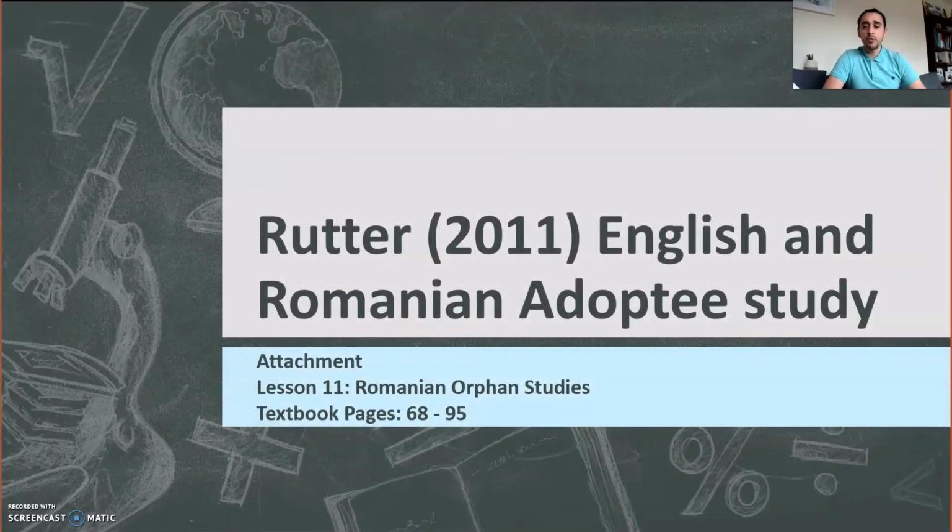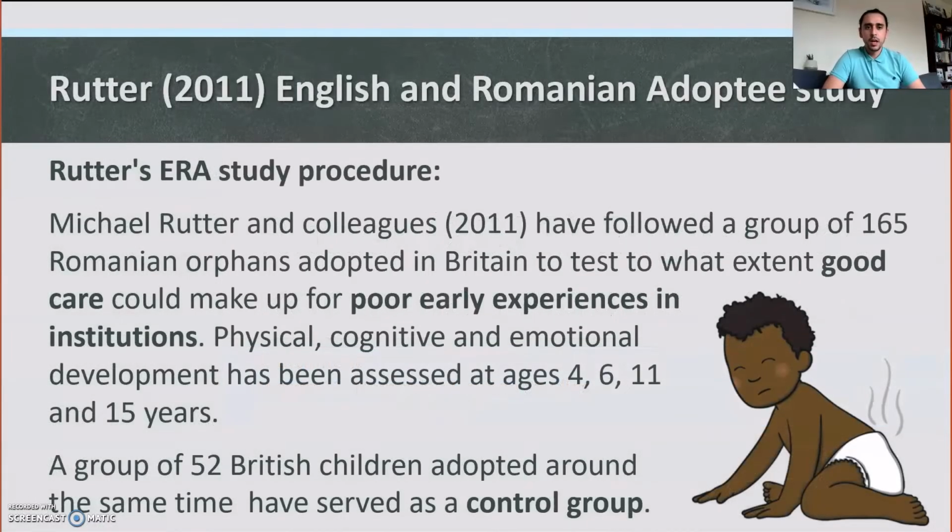Okay, let's have a look at Rutter's English and Romanian adoptee study. Here's the procedure. Rutter and colleagues have followed a group of 165 Romanian orphans adopted in Britain to test to what extent good care could make up for poor early experiences in institutions. Physical, cognitive, and emotional development has been assessed at the ages of 4, 6, 11, and 15 years. A group of 52 British children adopted around the same time has served as a control group.